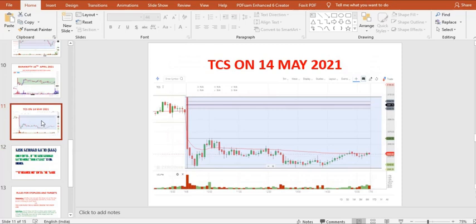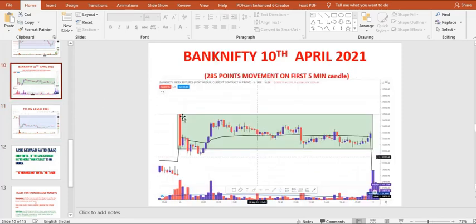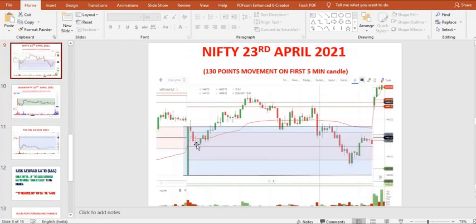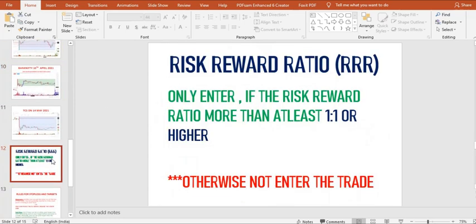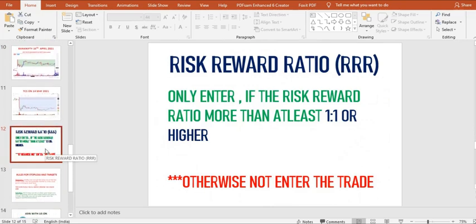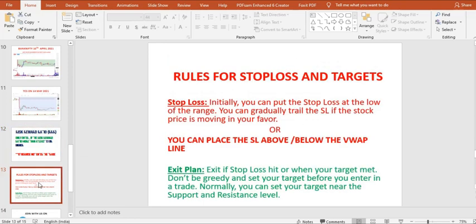The risk reward ratio is one of the important points. Here the risk reward ratio is nothing. Suppose we risk this much height, and similarly this much height is our risk reward. Only if it is at least 1:1 or higher can we take the entry.